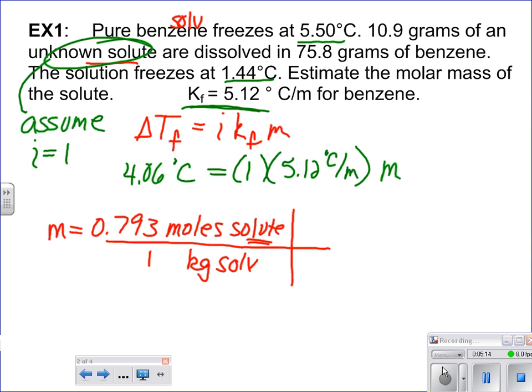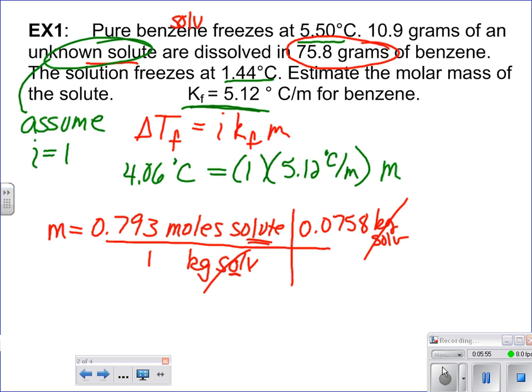So what should we do next? What do we need to get rid of? The kilograms. We don't really care about our solvent. Remember, we want to find molar mass of our solute. So if I want to get rid of my kilograms of my solvent, which is benzene, I am going to find that I've got 75.8 grams of my solvent, my benzene. So I'm going to take that and change it around to kilograms. That's of my solvent. So now that goes away. And when I do my math, I'll have my answer just as moles of my solute.